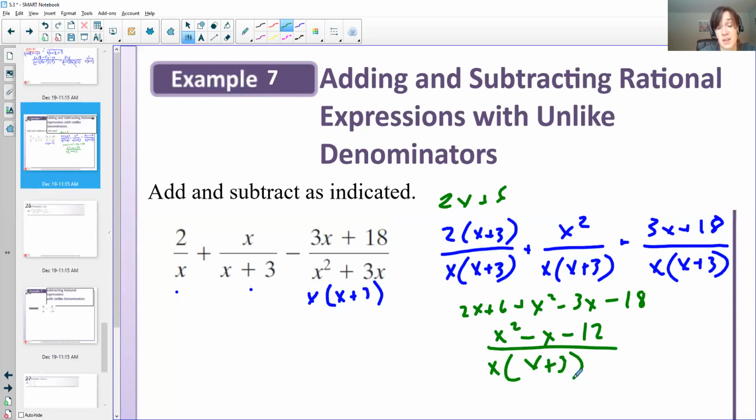Well, sadly, the top needs to be factored. So let's do that. Multiply to negative 12, add to negative 1. That'd be x minus 4, x plus 3, writing right off the side here. X times x plus 3. There it is. There's our common factor.